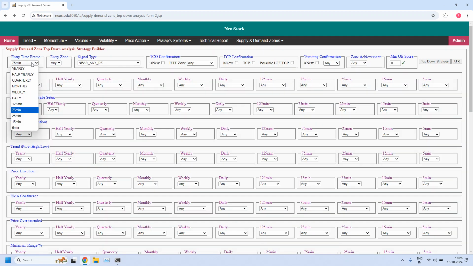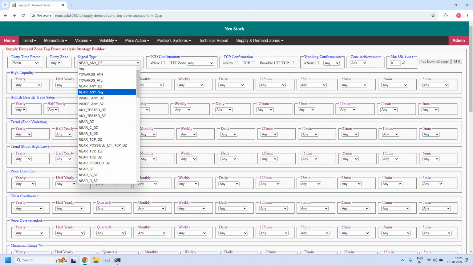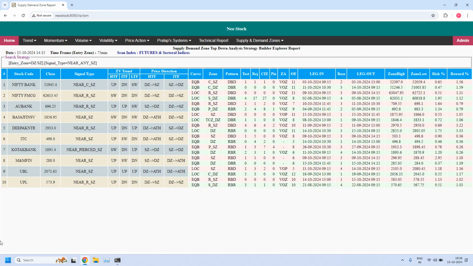Okay, this is about 75 minutes demand zones. Next, for 75 minutes time frame, let us find the stocks near 75 minutes supply zone. 10 stocks are filtered. Let's identify high liquidity supply zones from this list. NIFTY Bank is having high liquidity supply zone. It is moving between high liquidity demand zone and supply zone. Either side you may get trade opportunities.